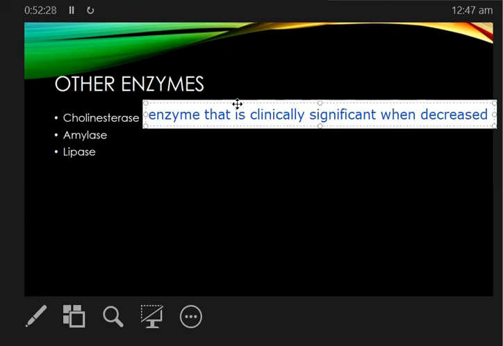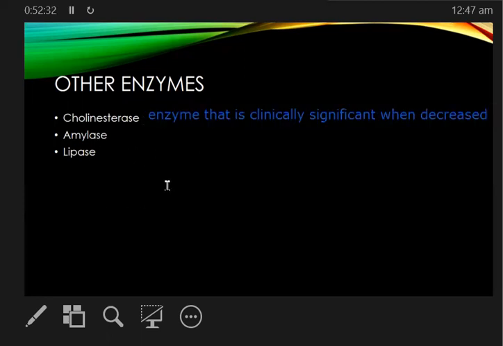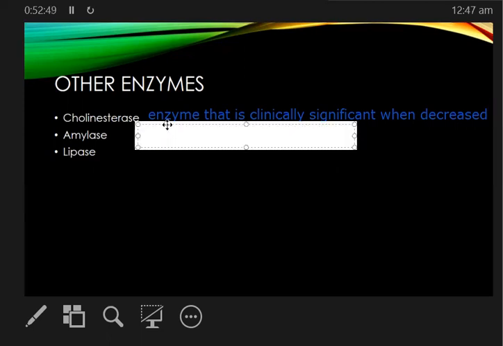Amylase and lipase are a pair of enzymes that is used for the diagnosis of your acute pancreatitis. Another recall question: what enzyme is expressed in Somogyi units? We have your amylase.